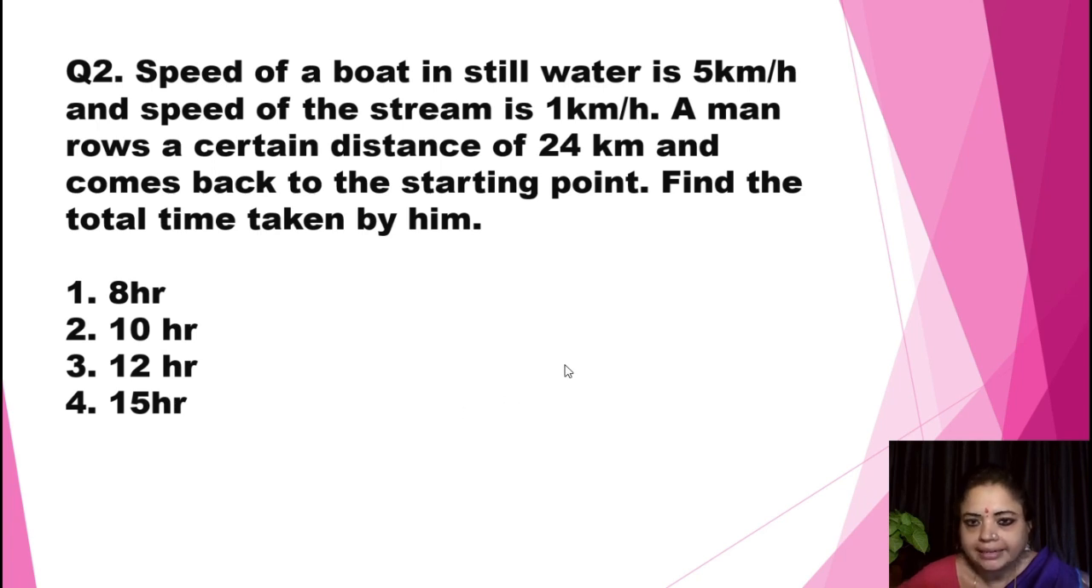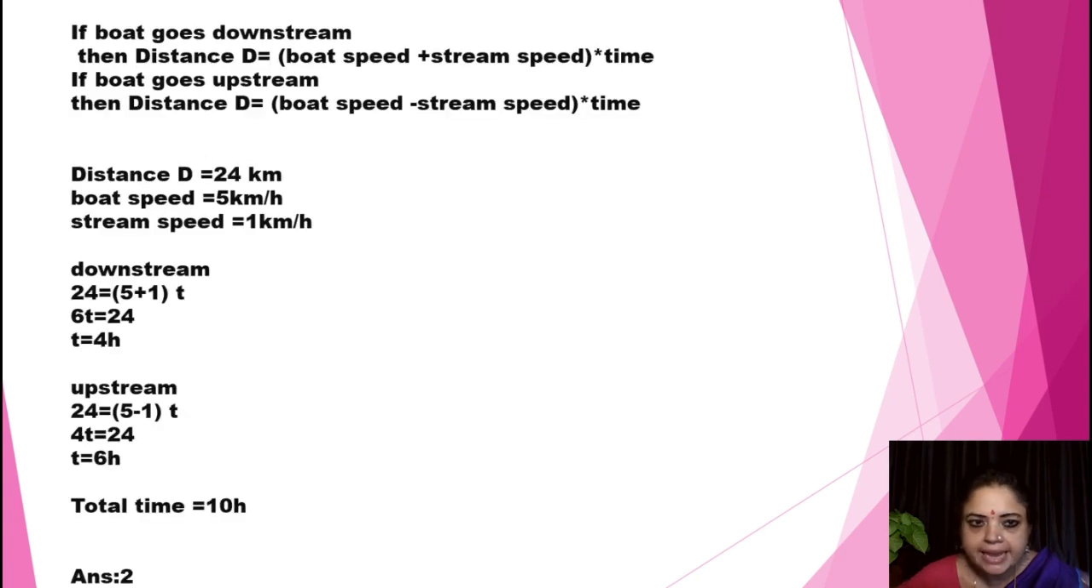So how to calculate this? We use the same formula that we have already discussed: if the boat goes downstream, distance d is equal to boat speed plus stream speed into time, and if the boat goes upstream, distance d is boat speed minus stream speed into time. Here distance d is given as 24 kilometers and the boat speed is given as 5 km per hour. Stream speed is also given as 1 km per hour.